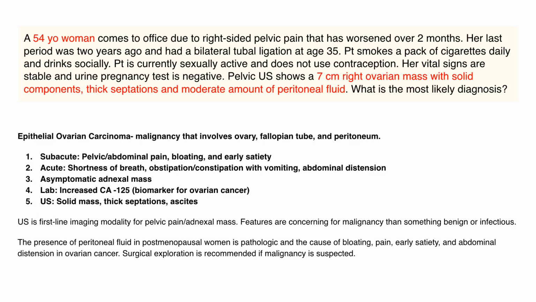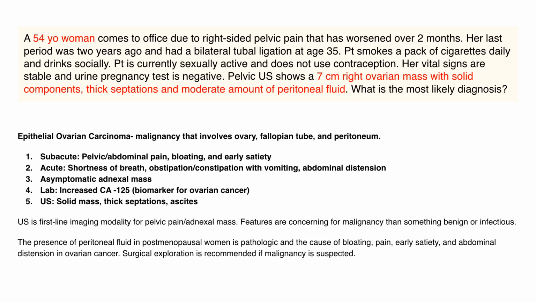So this patient has epithelial ovarian carcinoma. It's a malignancy that involves the ovary, fallopian tube, and the peritoneum. Symptoms include pelvic abdominal pain, bloating, and early satiety. Acute symptoms include shortness of breath, obstipation, constipation with vomiting, abdominal distension. So what is obstipation? You will see when you do your surgical rotation that obstipation is the severe form of constipation where you cannot pass gas or stool. Patient may also be asymptomatic.